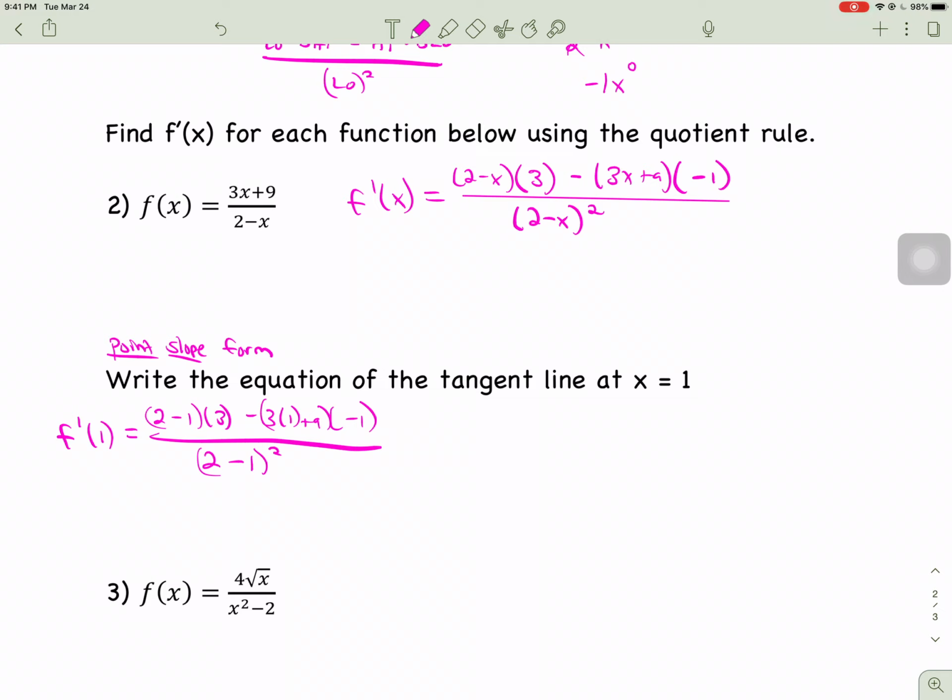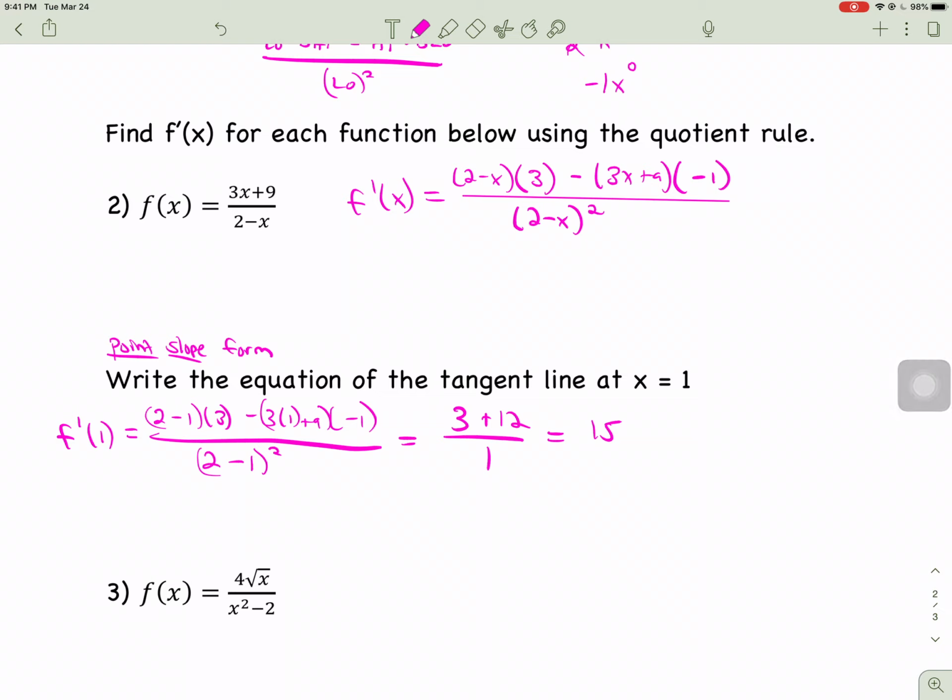Okay, and then we solve that. Let's see what we get. 2 minus 1 is 1. 1 times 3 is 3. And then 3 plus 9 is 12. Times negative 1 is negative 12. Minus negative 12 is plus 12 over 2 minus 1 is 1. 1 squared is 1. So it's 15 over 1, which is 15. So the slope when x is 1 is 15.